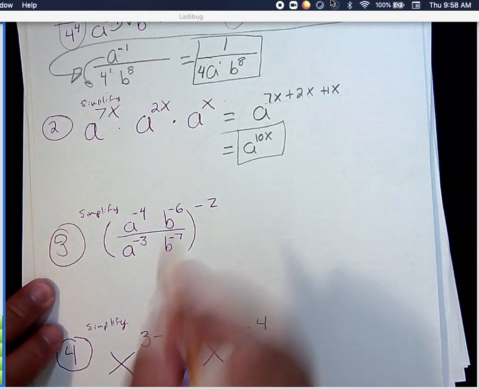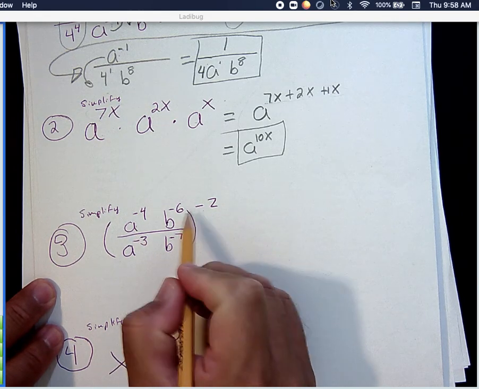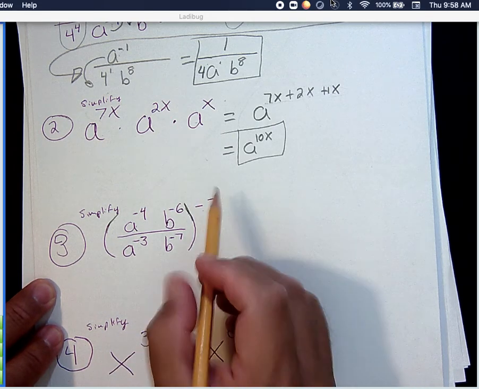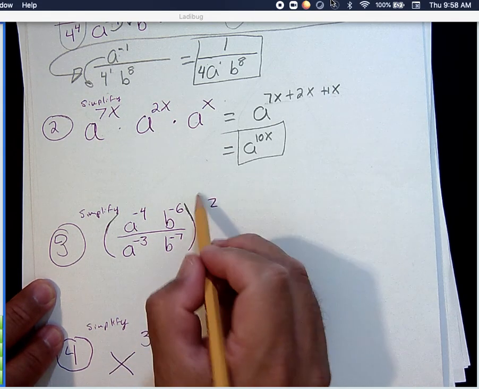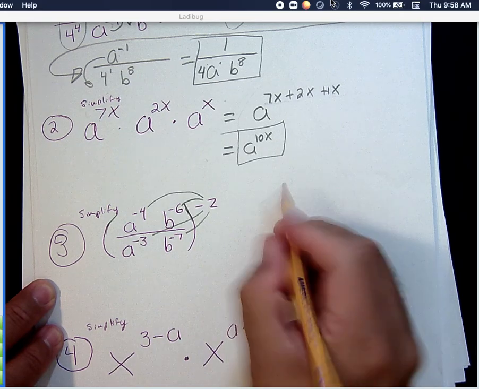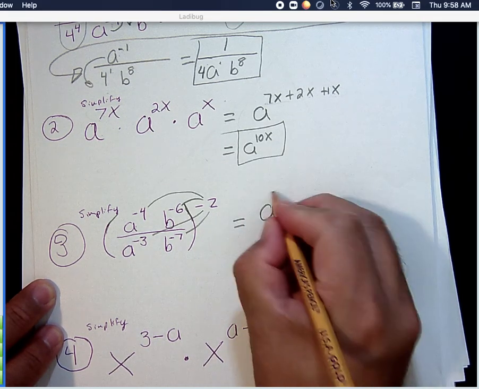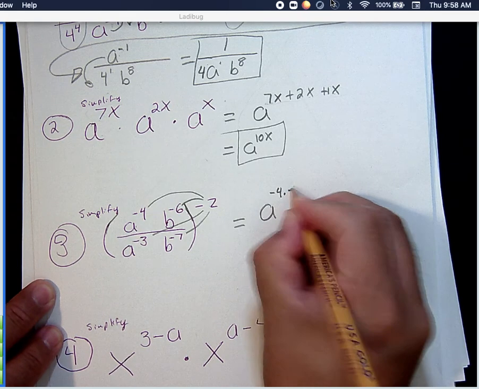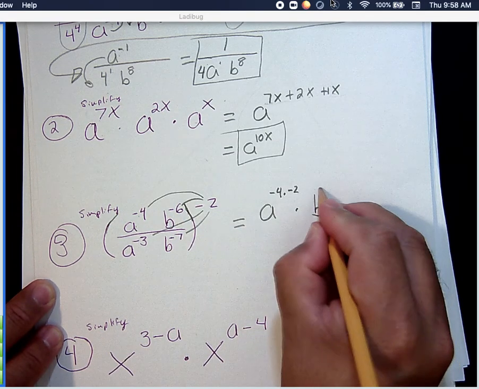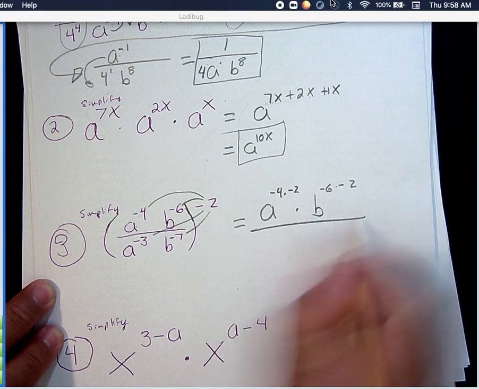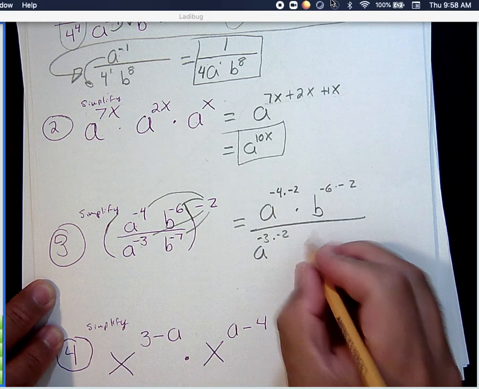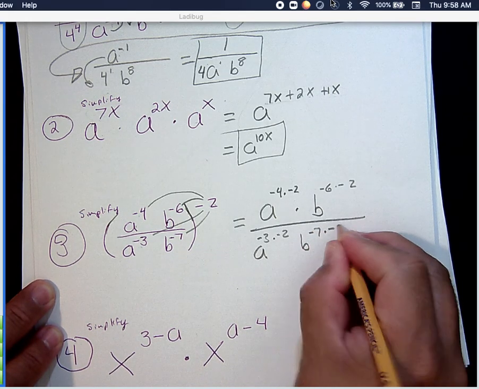Okay. Here, so we have parentheses. So the first thing I would do is distribute the 2. That way it saves me work. But distribute the 2 to the exponents, remember. To the exponents. So I'm going to have negative 4 times negative 2. Negative 4 times negative 2. Times, then the base, negative 6 times negative 2. And then the a, negative 3 times negative 2 also. And negative 7 times negative 2.